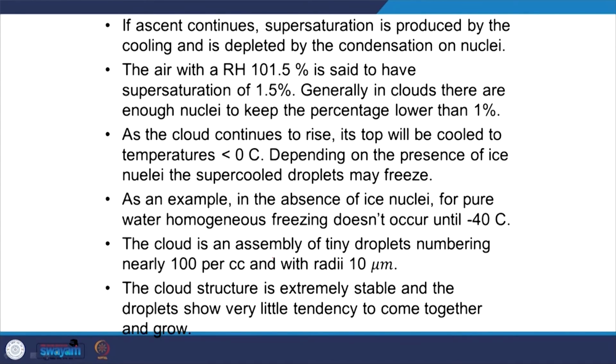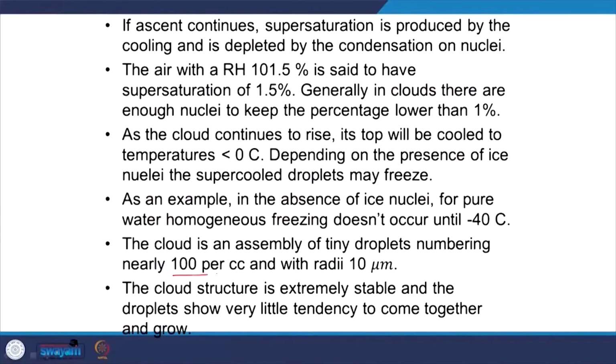So, there is a difference. If you are rising just at 0 degrees Celsius, vapor will become ice crystals with the help of ice nuclei. If you do not have ice nuclei, the temperature should at least go down to minus 40 degrees Celsius. So, the cloud is an assembly of tiny droplets numbering nearly 100 per cubic centimeter and with an approximate radius of 10 micrometers. Right.